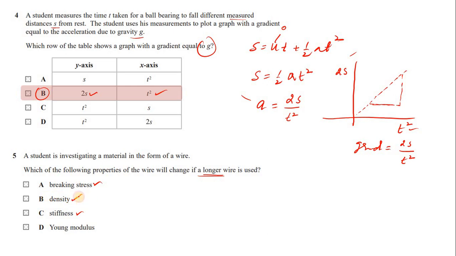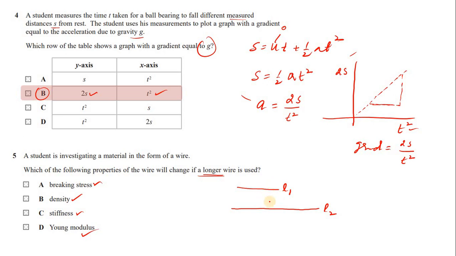Density is the property of the material, not the property of the sample. Similarly, Young modulus is also the property of the material, not the sample. Now, what does this mean? If you have two wires of different length, this is wire 1 of length L1, and you have another wire of length L2.